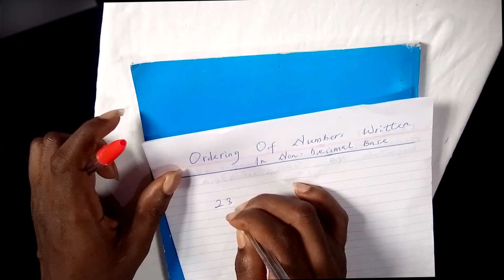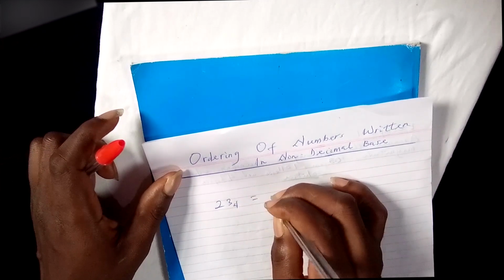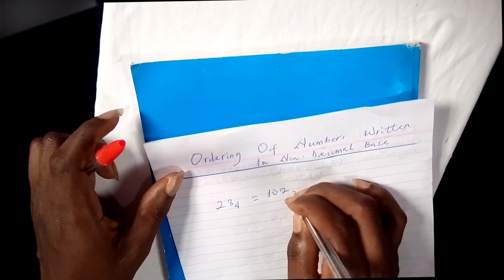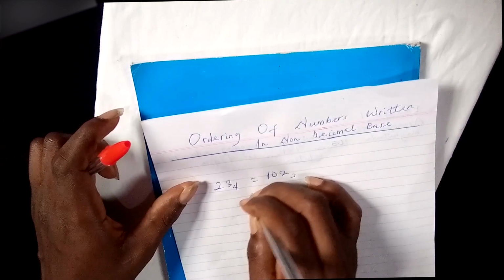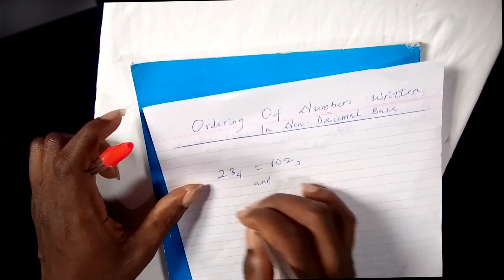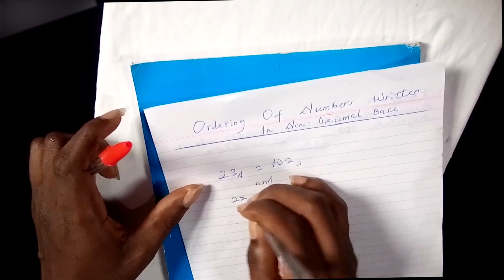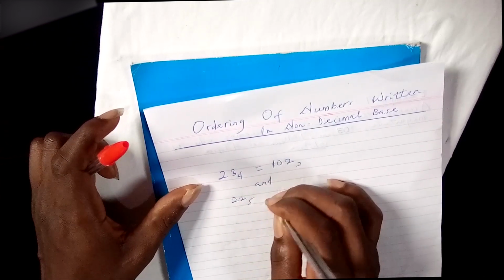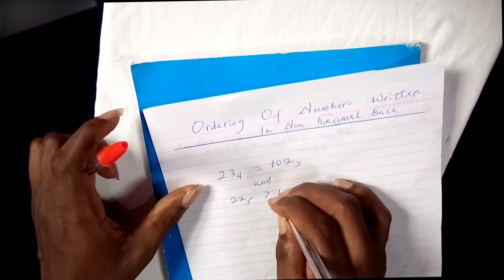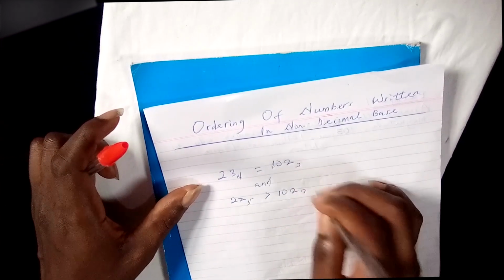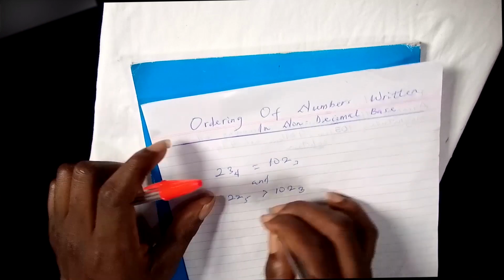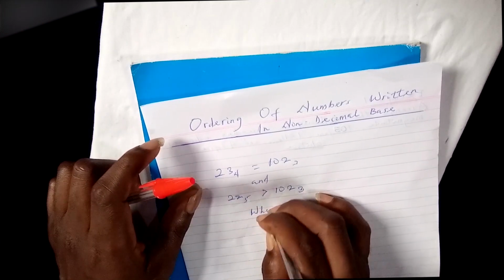23 base 4 is equal to 102 base 3, and 22 base 5 is greater than 102 base 3. The question is, why?